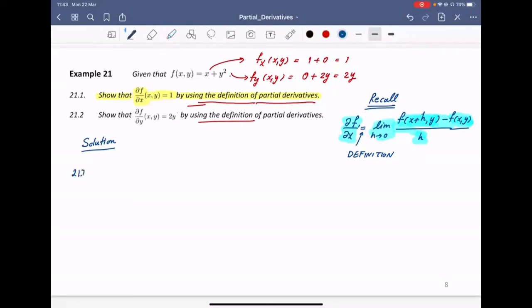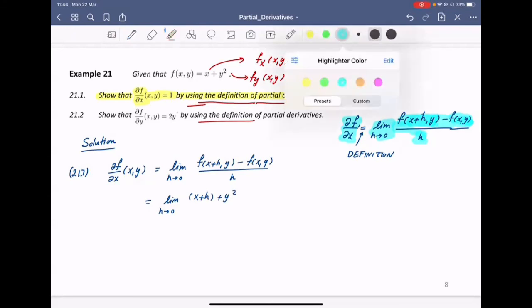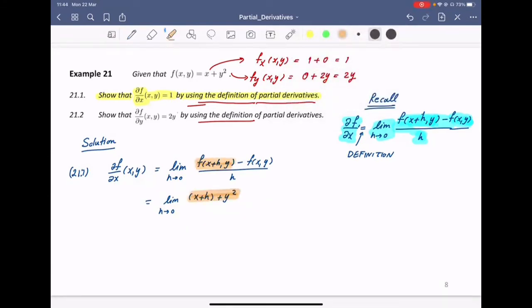So here for question 21.1, you're going to compute the partial derivative of the function with respect to x, which is the limit of that. I'm going to copy the definition first. This should be easy and simple. Then I am going to plug in the function. So f(x plus h, y) is going to be x plus h plus y squared. Everyone follow the part I highlight in orange. I just plug in the function, and then minus (x plus y squared), all over h. If you simplify a little bit, you get the limit of (x plus h minus x) over h, which is actually the limit of 1, because it cancels out, so you get 1.